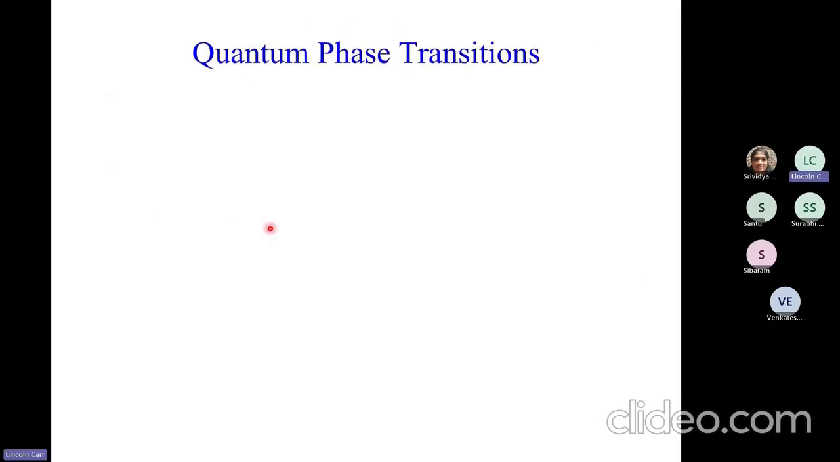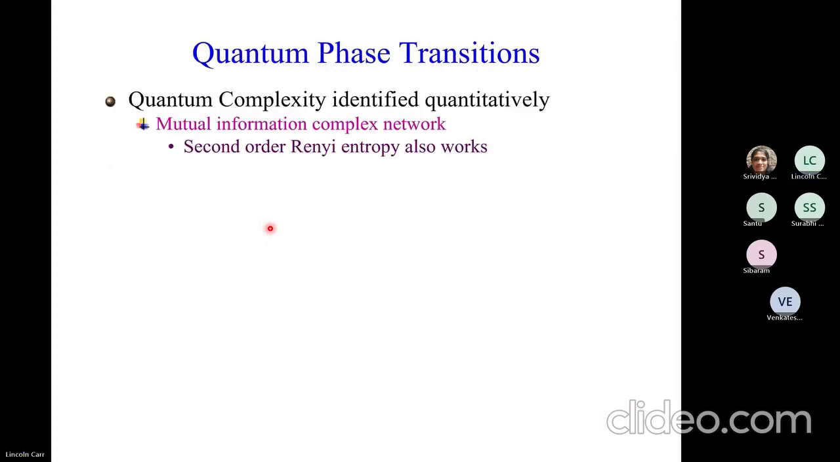Okay. Right, so to summarize the introductory part of this talk, I've identified quantum complexity as something that is quantitative. I've given it a number, right? The number is determined by a mutual information complex network. You can also use second Renyi entropy. That's fine for the experts in the audience. That is something that's more easily measurable in experiments. It works just fine. But only the mutual information bounds the two-point correlators.